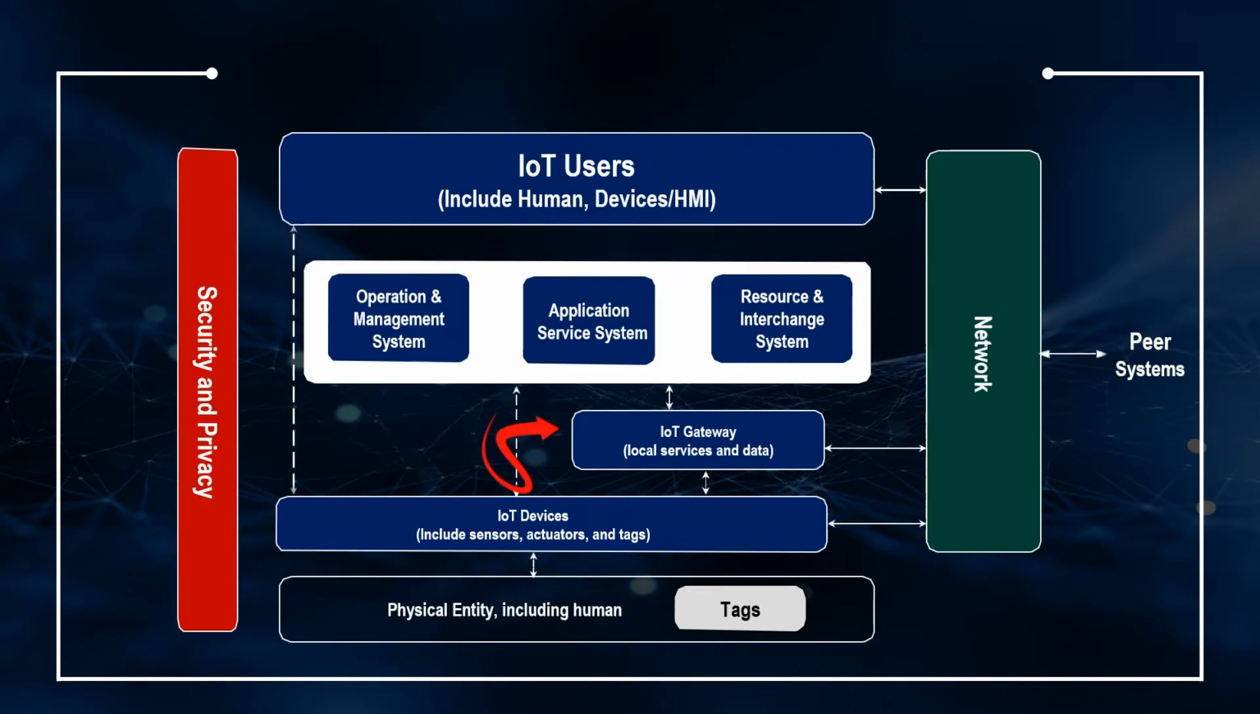It may be the local services or some data, and some peer systems will communicate through the network with this applications layer or the device layer. After that, the application support layer. As I have told earlier, the support layer or the service layer are basically the operation and management system software or the application service system software or the resource management software or the data interchange system software. Any support services are in the application service layer.